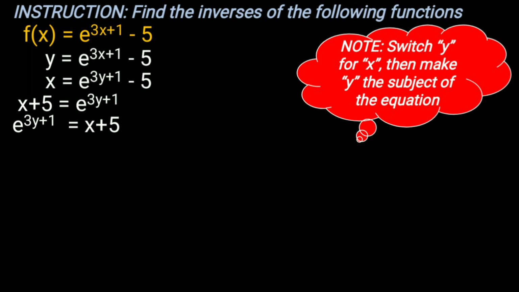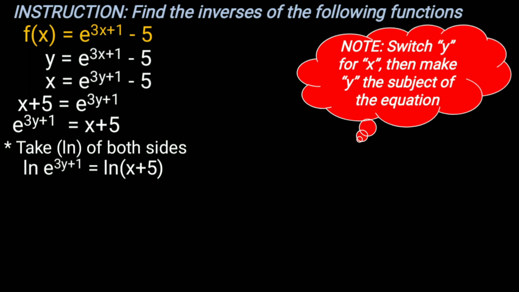One of the things we can do is to take the natural logarithm of both sides. So taking the natural logarithm of both sides, that gives us ln e raised to the power of 3y plus 1 equal to the natural logarithm of x plus 5. And then we've got to recall one of the properties or laws of logarithm in this case.